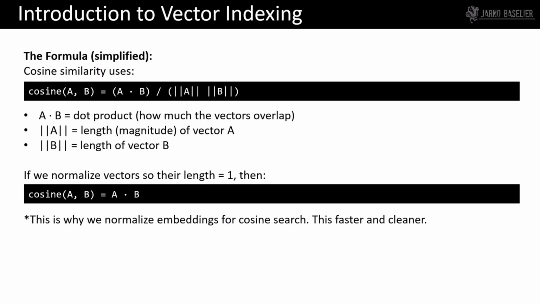The formula, which is pretty simplified: cosine similarity of A and B is the same as, I think it is explained here as well, the dot product between A and B, so how much the vectors overlap. The second part is the length or the magnitude of vector A, and the next one is the length of vector B. And this is basically the simple formula. If we normalize vectors so their length is 1, then cosine of A and B is equal to the dot product between A and B. And this is why we normalize embeddings for cosine search. This is faster and cleaner.